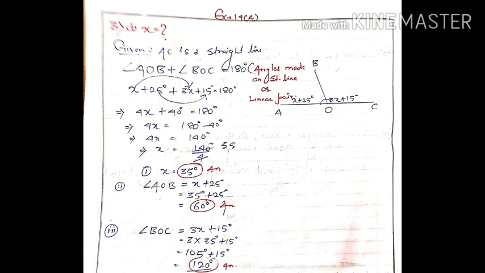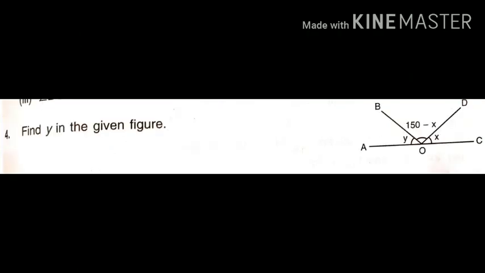What is the value of x? X is 35, number 1. Number 2, you need AOB. AOB is how much? X plus 25. So 35 plus 25, 60 degree. Similarly, third number BOC. What is the value of BOC? 3x plus 15. 3x means 3 into x. X is how much? 35. Multiply plus 15, 120. Like this you have to solve rest questions in the exercise. First 6 questions are based on concept property number 1, angles made on straight line. You have to plus all the angles and you have to write 180 degree. Clear?